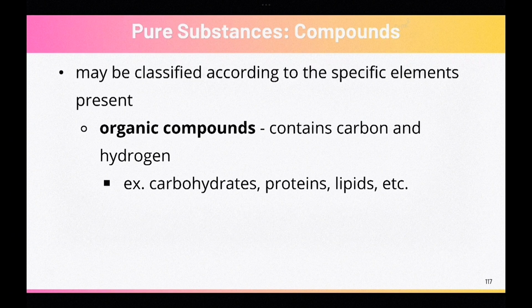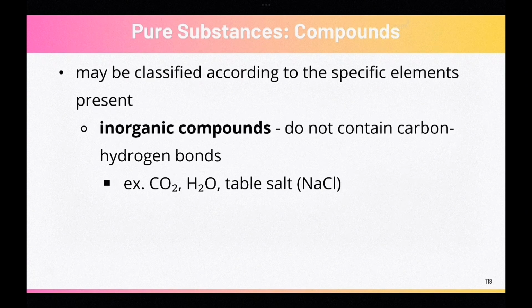Now, compounds may be classified according to the specific elements present, such as organic compounds. These contain carbon and hydrogen, for example carbohydrates, proteins, lipids, and fats, and so on. So they're considered organic compounds. Again, the keyword here is that organic compounds contain carbon and hydrogen. Inorganic compounds do not contain carbon-hydrogen bonds, for example carbon dioxide, water, and table salt, which is sodium chloride.